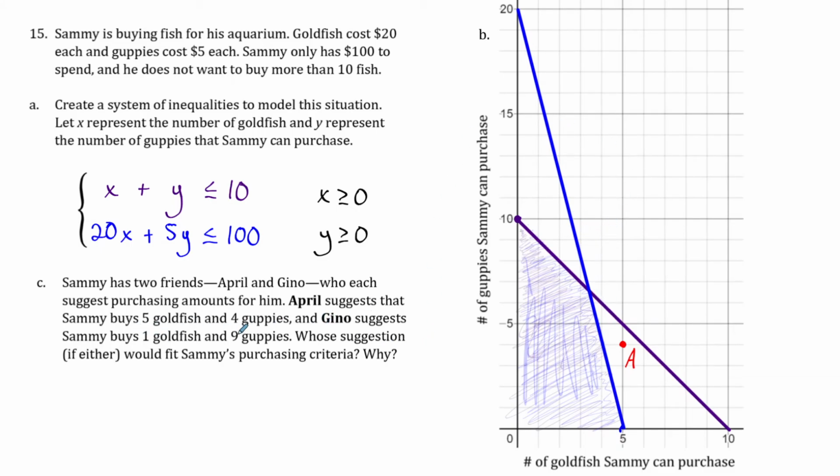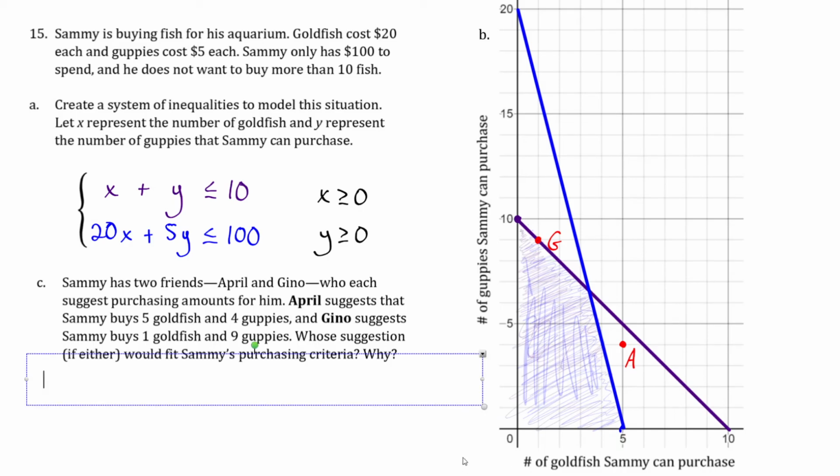Gino, on the other hand, 1 goldfish and 9 guppies. 1 goldfish, 9 guppies is right up here. Here's Gino's suggestion. Gino's is on the line that's within that shaded region, the solid line that includes the shaded region. So Gino's works, and we can try. It looks like he'd spend not exactly 100. The 100, I think, is part of the blue. How much would Gino suggest here? 1 goldfish is $20 plus 9 guppies, 45. That's $65. So there, I think that works out. So whose suggestion would fit Sammy's purchasing criteria?